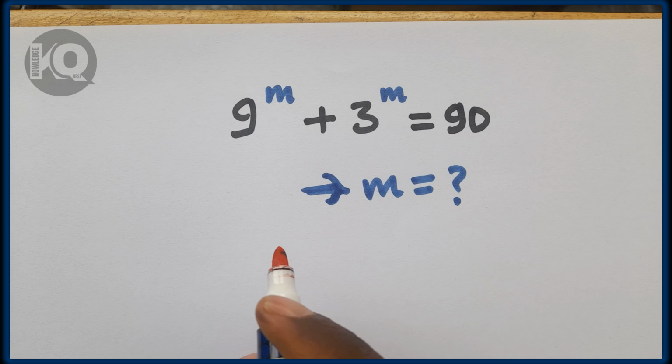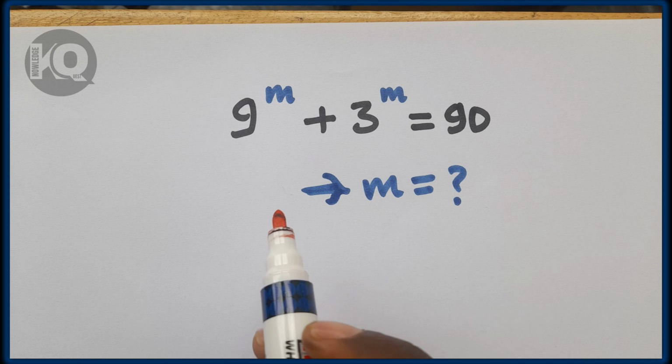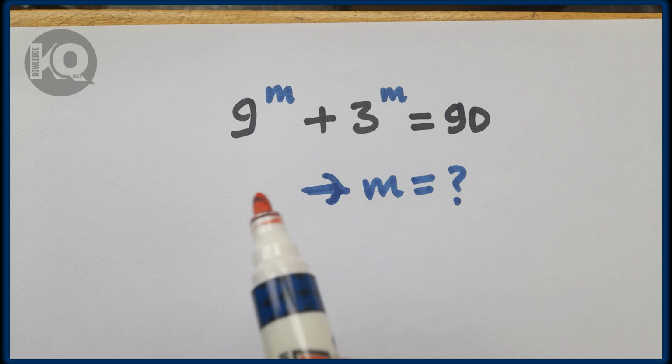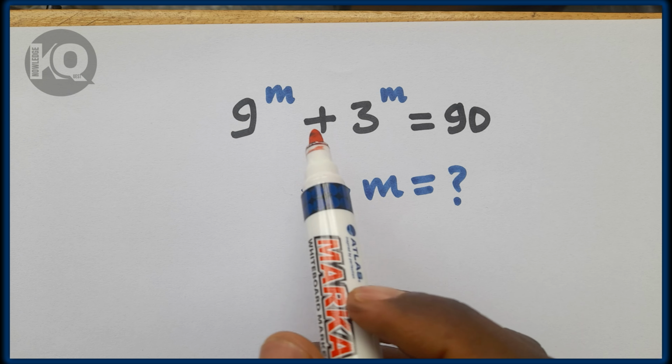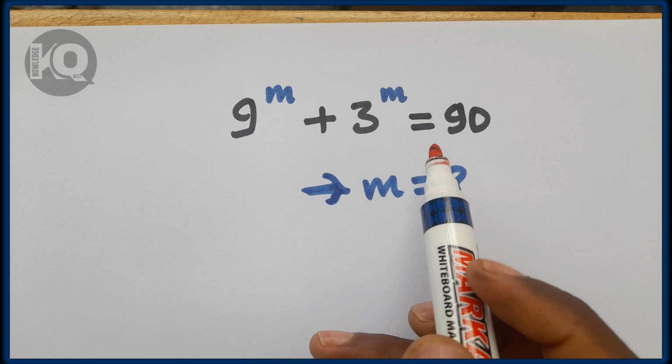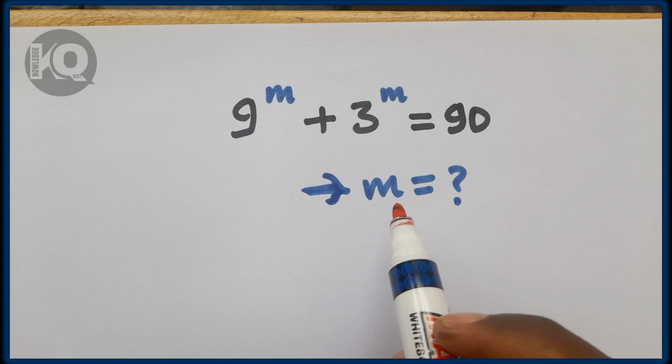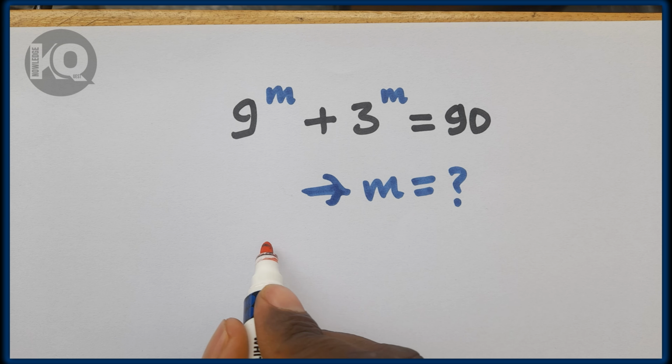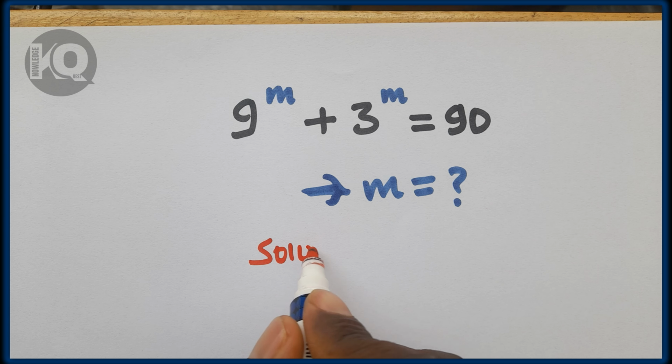Hello everyone, welcome. In this video we are going to solve this exponential equation, which is 9 to the power of m plus 3 to the power of m, which is equal to 90. Find the value of m. So let's go to the solution.